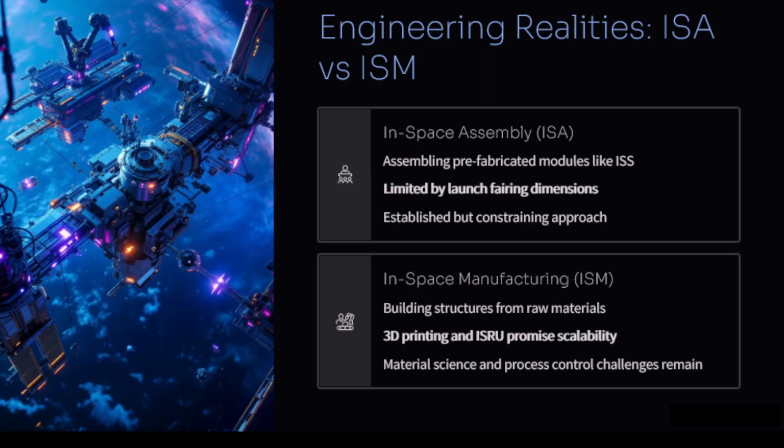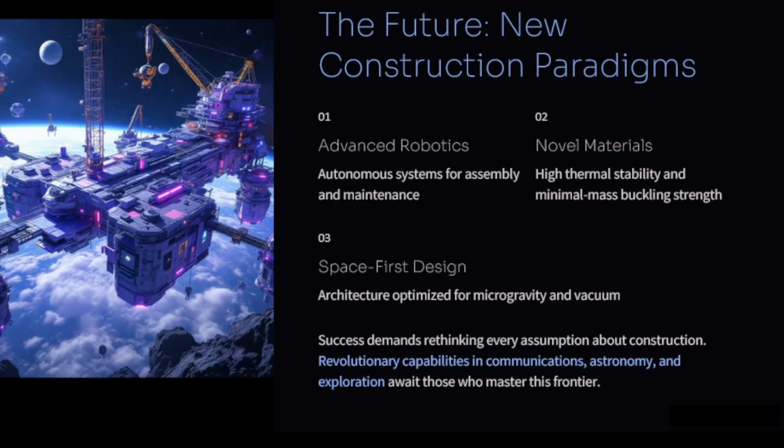The future lies in space manufacturing. Imagine building structures directly in space using 3D printing and local materials. It's scalable, efficient, but still a major engineering challenge we are trying to solve. So, what to do next?